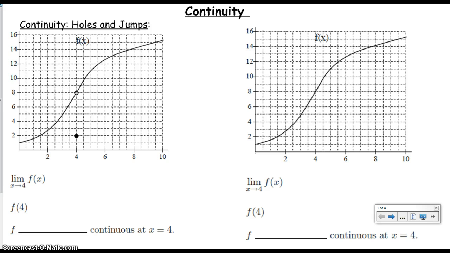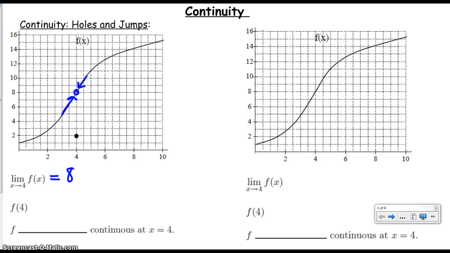For example 1, you can clearly see that there's a hole right here in the graph at the point (4, 8). The first part of this says, what is the limit as x approaches 4 of this function? To find the limit, you want to look at what the graph is approaching from either side of x equals 4. And you can see that that limit is clearly 8. The graph is approaching 8 on both sides.